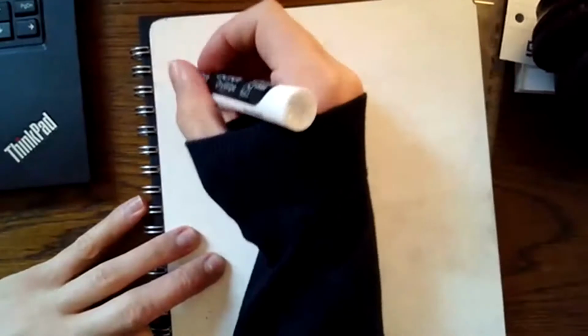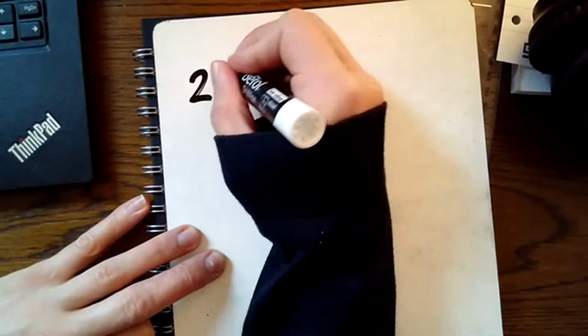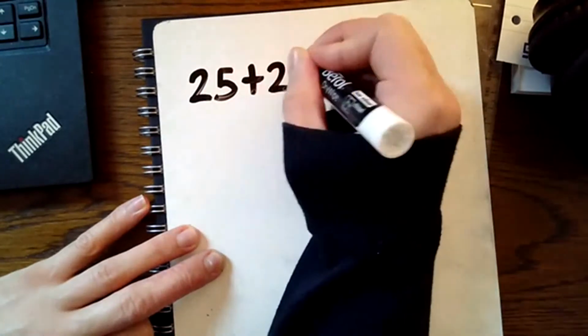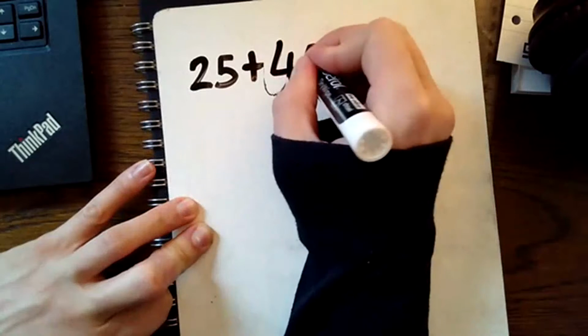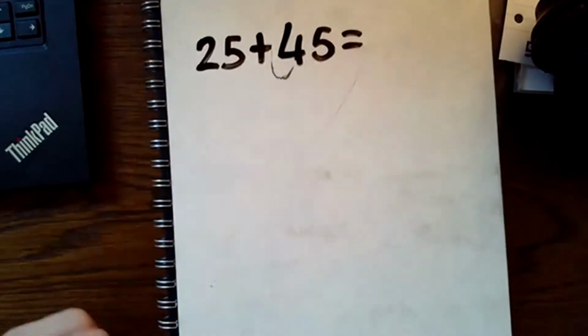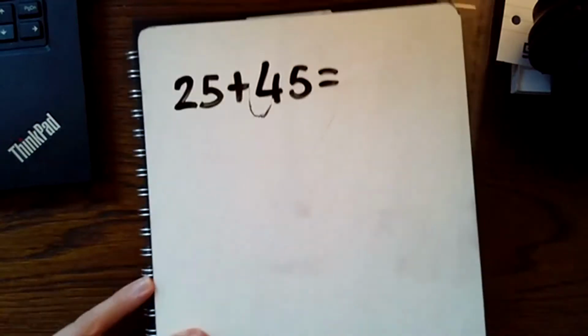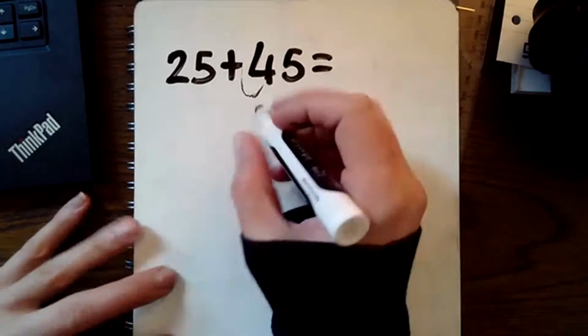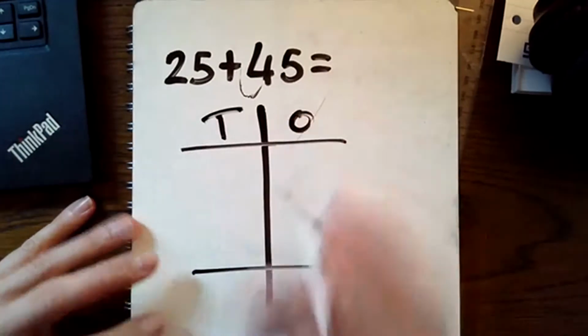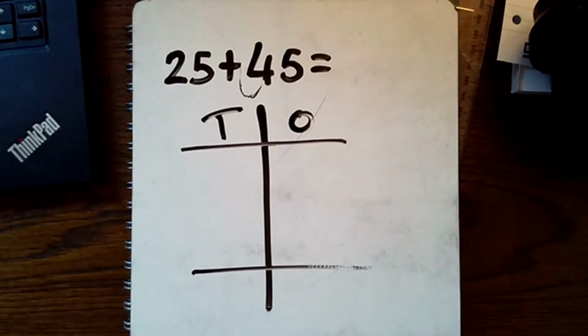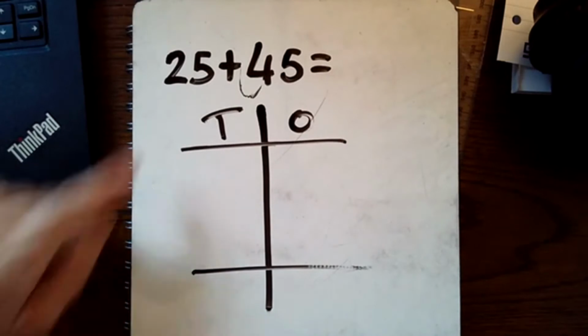I'll do one more. Let's do 25, sorry, add 45. 25 add 45. What method should I use to solve this if you're still watching? Well done. The tens and ones method. Right. Am I going to represent both parts or just one part? Bingo, both parts. First number I need to represent is 25.